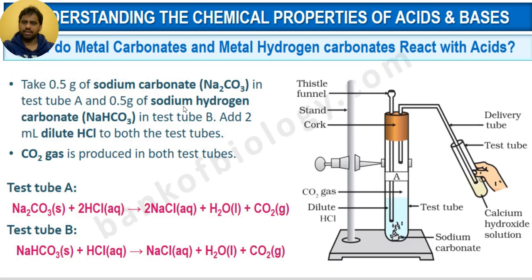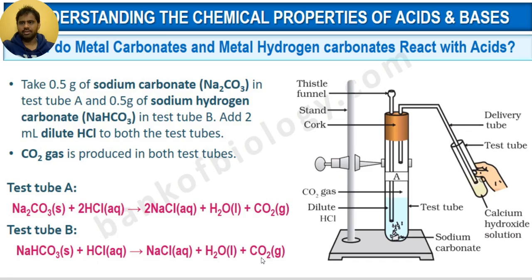We are taking 0.5 gram of sodium carbonate in test tube A and 0.5 gram of sodium hydrogen carbonate in test tube B, and we are adding 2 ml of dilute HCl to both test tubes. CO2 gas is produced in both. In test tube A, sodium carbonate with hydrochloric acid gives 2NaCl salt plus H2O plus CO2 gas. In test tube B, sodium hydrogen carbonate with acid gives salt NaCl plus H2O, and CO2 gas is released.